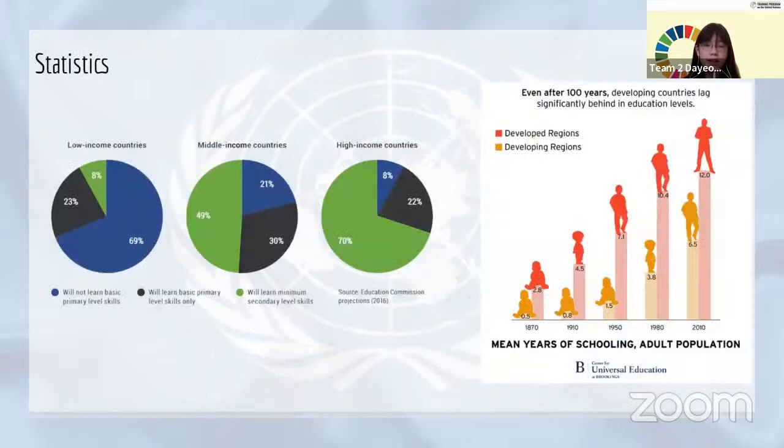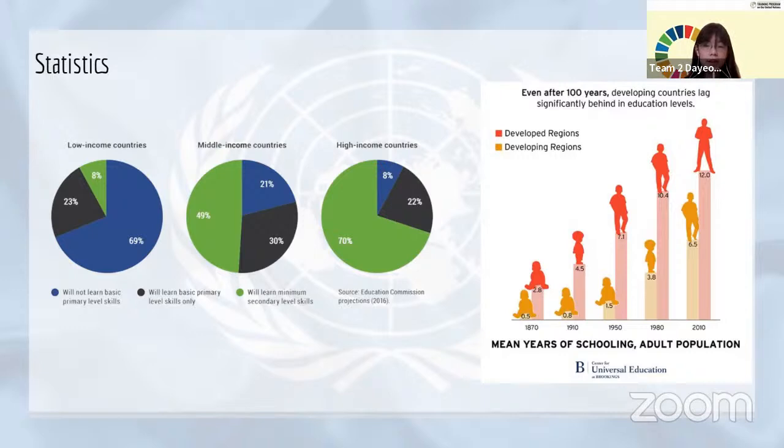Last but not least, I brought some statistics about educational inequality between LEDC and MEDC. The pie chart I located on the left side shows you the gap in education level between LEDC and MEDC. The blue part represents people who didn't learn a basic level of education. Black stands for people with a basic primary level of education. And green shows people who learned the minimum secondary level of education. The pie chart on the very left is a graph that shows low income countries. The middle one is for middle income countries. Finally, the last one is for high income countries.